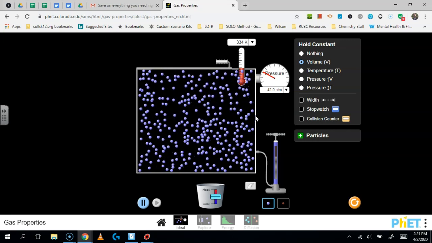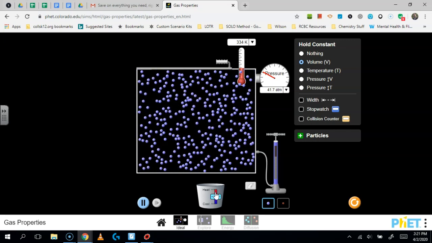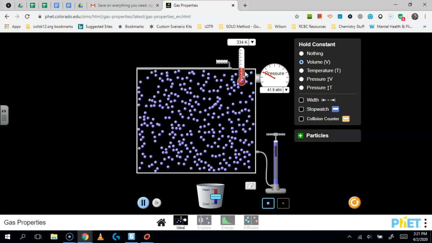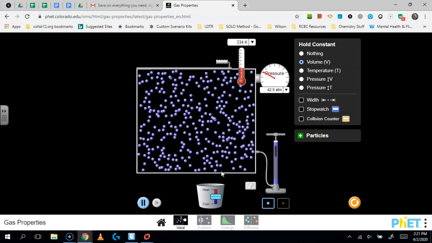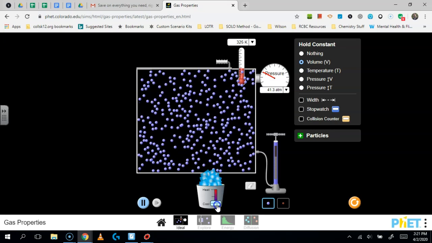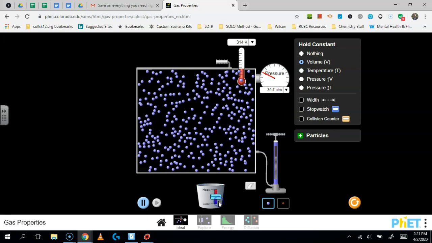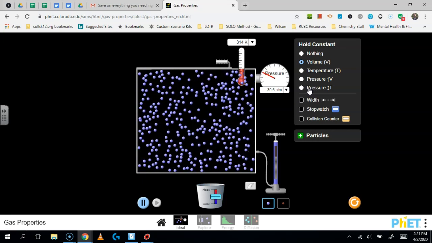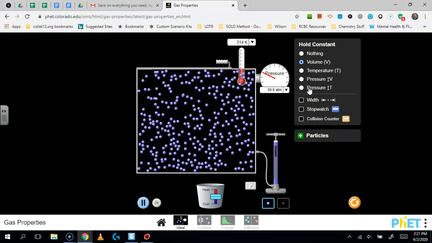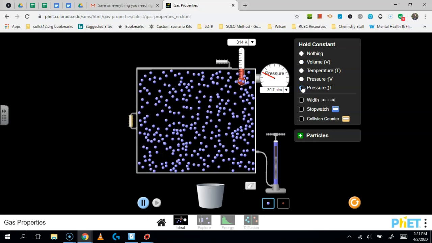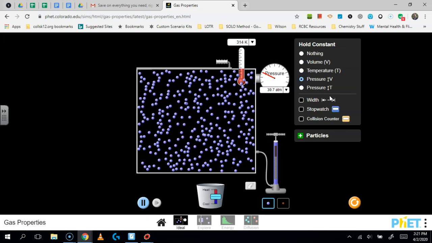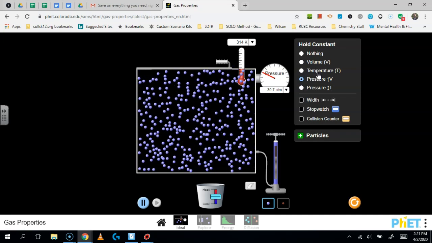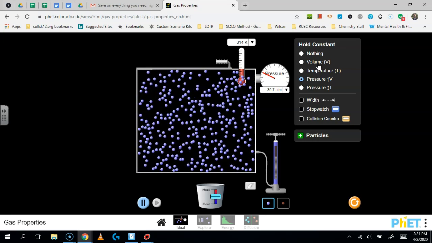Okay. So as temperature is changing, I can see what's happening to the pressure. As temperature goes up, the pressure increases. As temperature goes down, the pressure decreases. Okay. Now, the next thing I want to do is see how temperature affects volume. And so what I'm going to do is I'm going to click this. So I'm going to see how temperature affects volume.